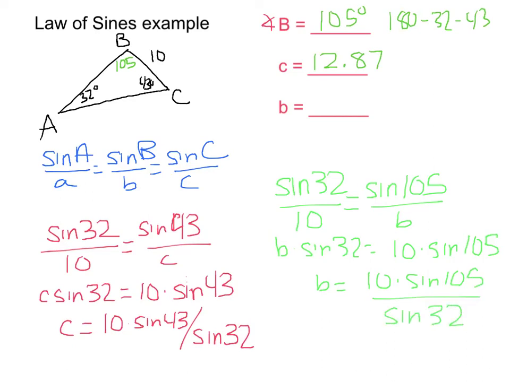Plug that into the calculator exactly how you see it if you have a graphing calculator. On a phone, it's much more difficult, so this is the time to use a graphing calculator. And when you do that, you get 18.23. So this is 18.23. This is 12.87. If you take a second and think about it, biggest angle, biggest side, smallest angle, smallest side, medium. We're all good.